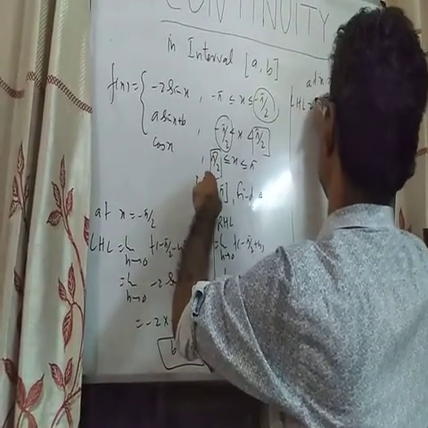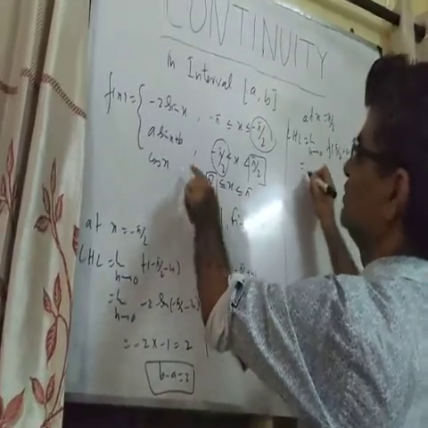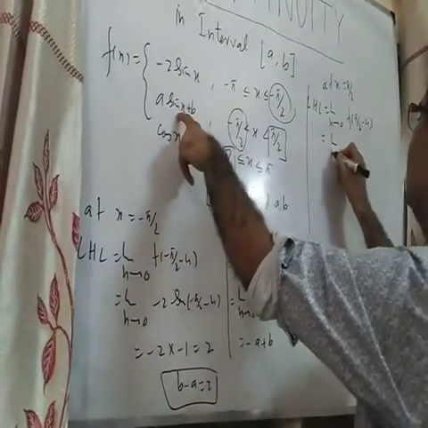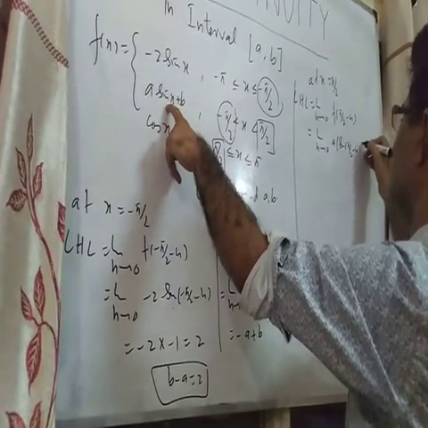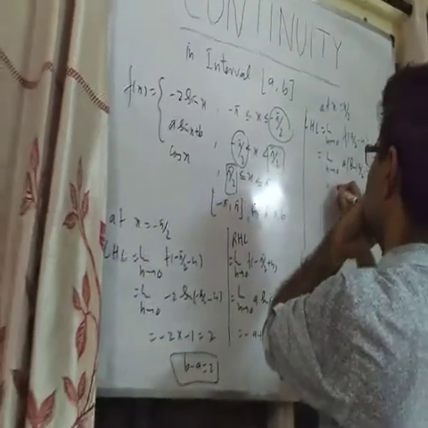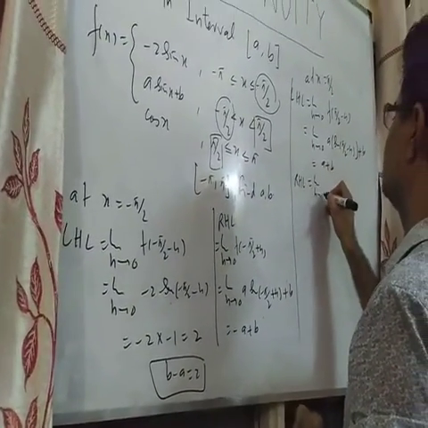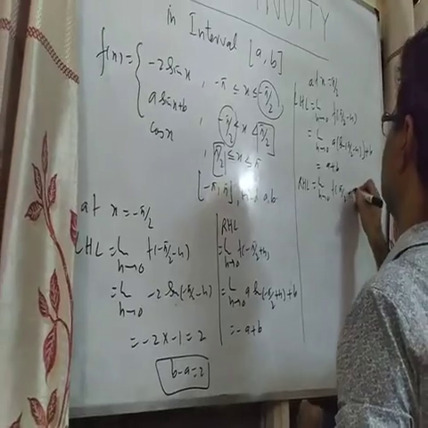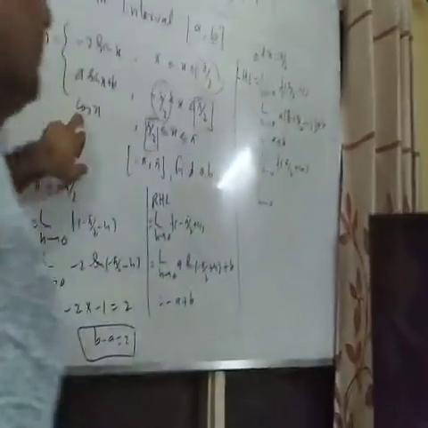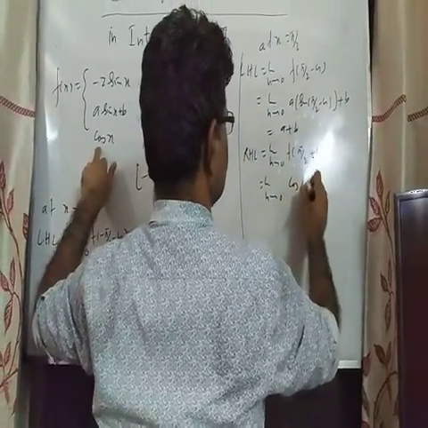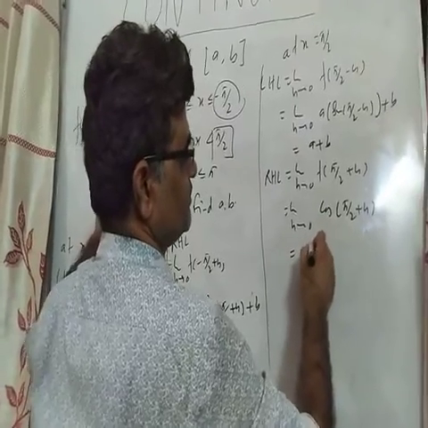So we are taking left hand limit, h tends to 0, f of pi by 2 minus h. So limit h tends to 0, a sine pi by 2 minus h plus b. We are putting 0, so it is a plus b. Similarly, we are taking right hand limit, h tends to 0, f of pi by 2 plus h. So limit h tends to 0, pi by 2 plus h will be put here, so cos pi by 2 plus h. When you put h equals 0, this is going to be 0.